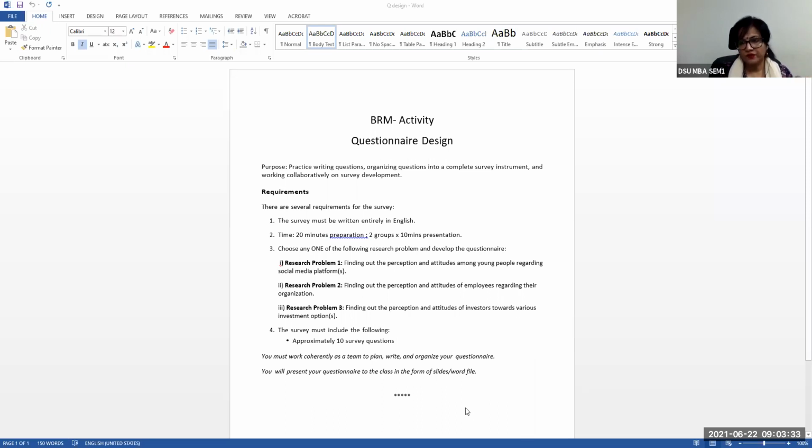Along with that, after we finish, if there is some time, we will have a recap of any of the concepts that you need to revise on the matter of measurement scales.